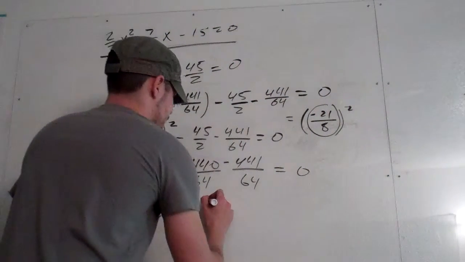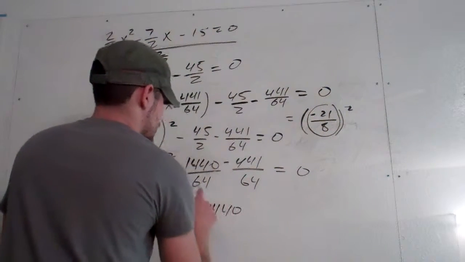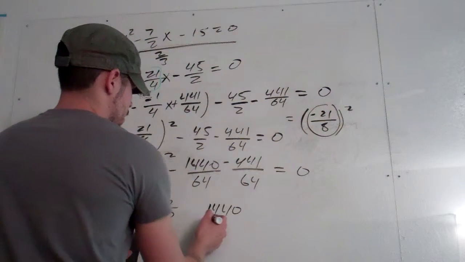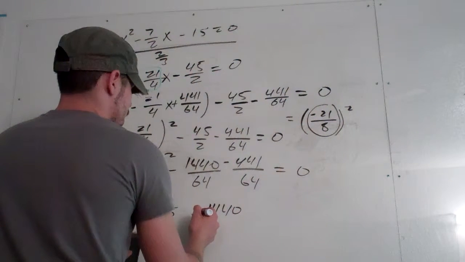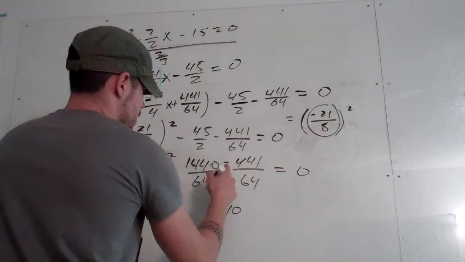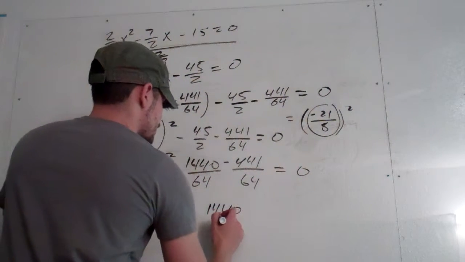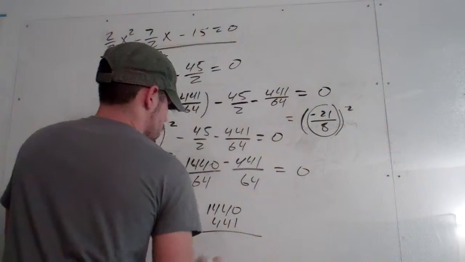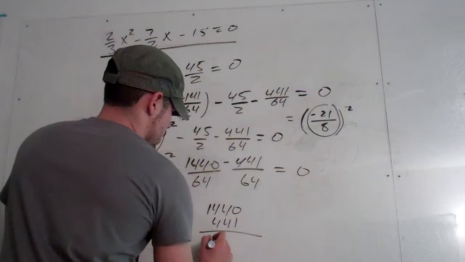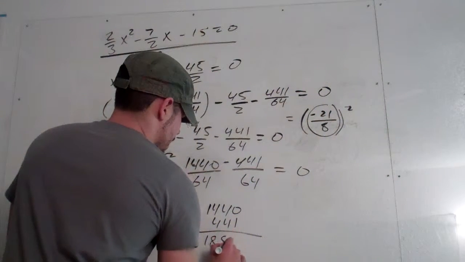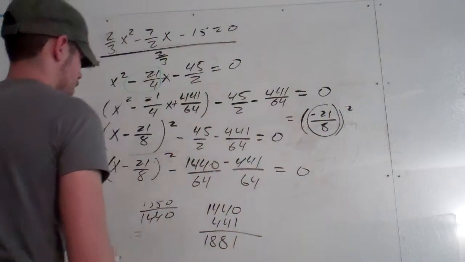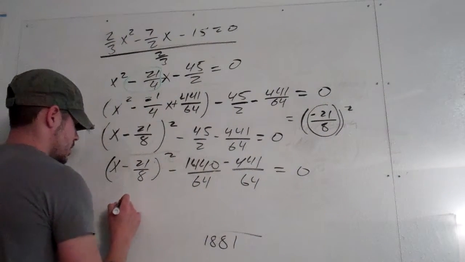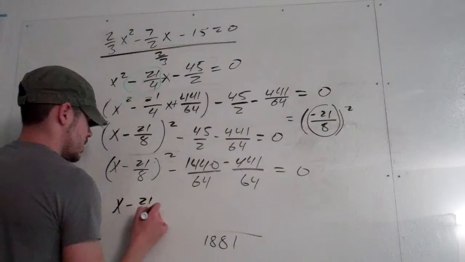Now what do I have to do? Let's see, I gotta add these, right? 1440, because these have the same denominator. They're both minus, so I'm basically adding these two in, because a minus and a minus will actually add to each other. So we have 441, which isn't extremely hard, right? That's 1881. And so you can see how this is pretty tedious with some of these a little more complicated ones.